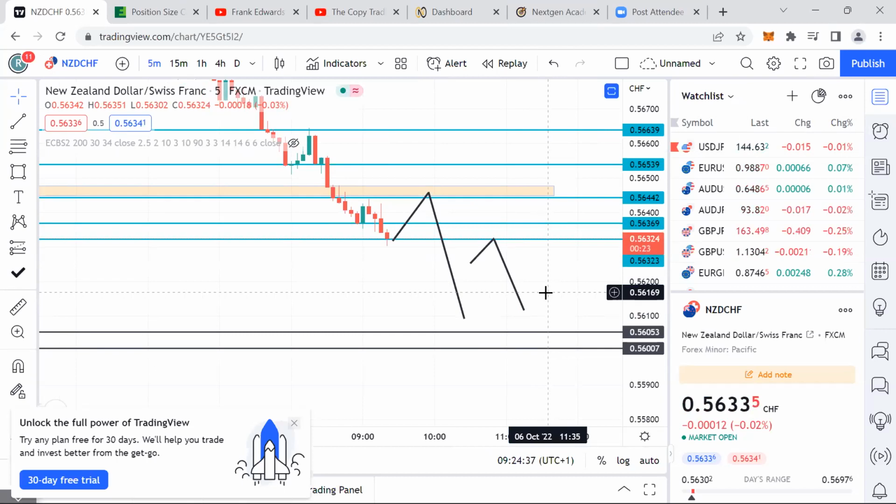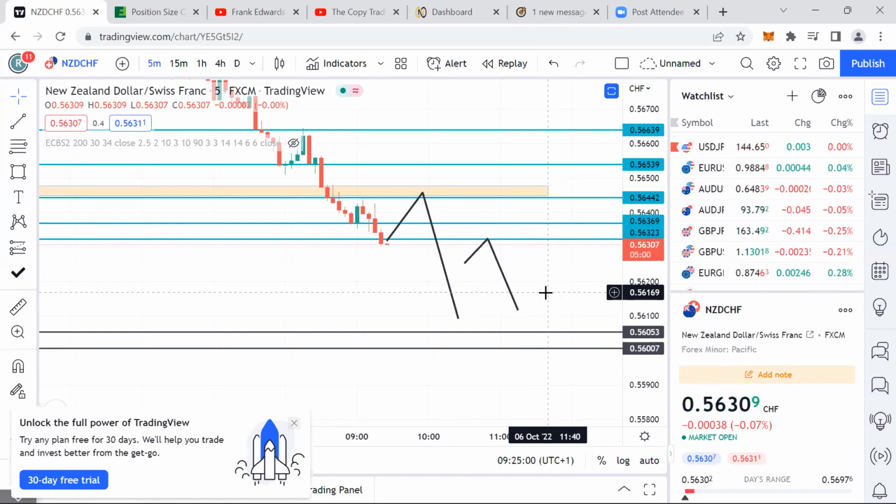So let's wait for the pullback. I'd prefer a pullback. But if you want to get in now, you are not wrong. But waiting for the pullback will give you a better entry, as long as the strength is what it is. Okay. So that is it on entry.